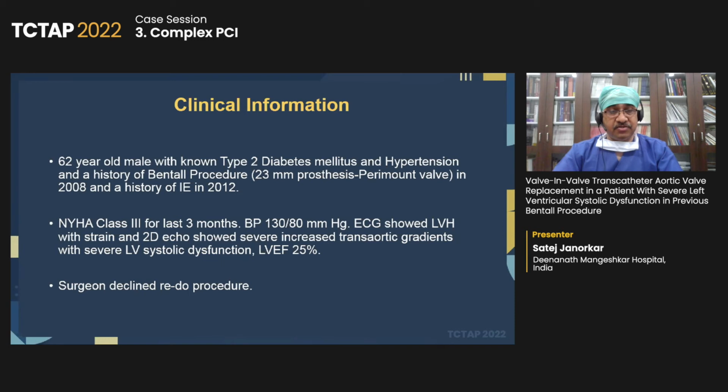Hemodynamically stable though. ECG showed LVH with strain. Echo showed severely increased transaortic gradients, that is severe aortic stenosis with aortic regurgitation, with severe LV systolic dysfunction with ejection fraction of 25%. The surgeon declined redo procedure because he had a large keloid on the chest as well as adhesions inside, and a high risk scenario as such.